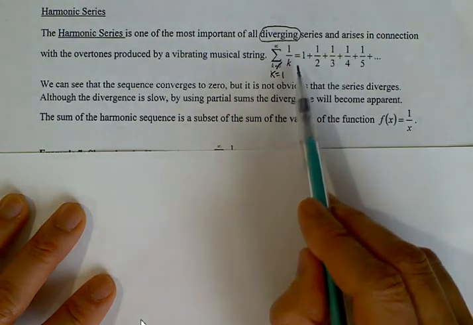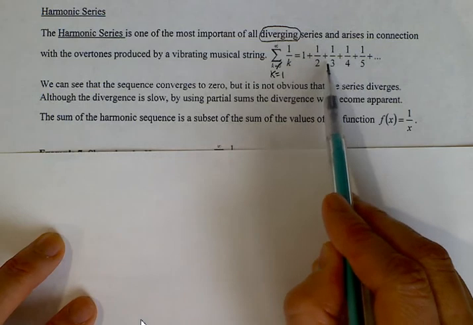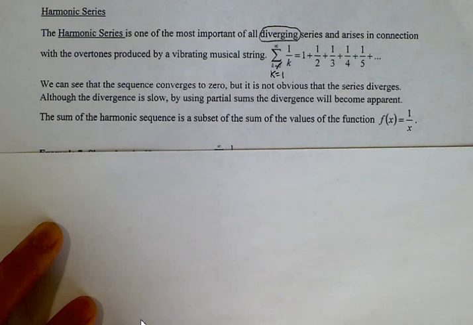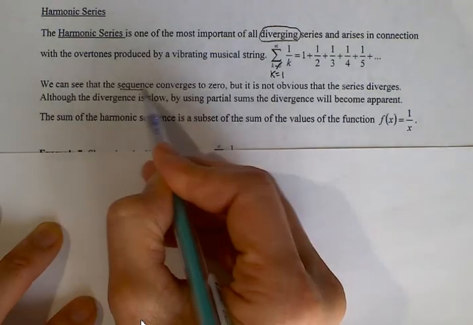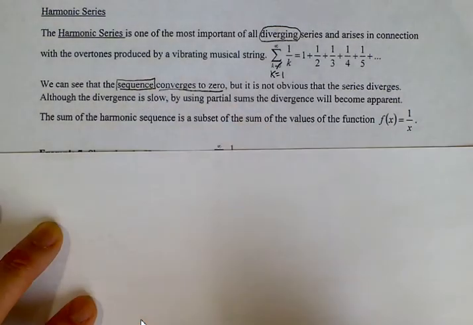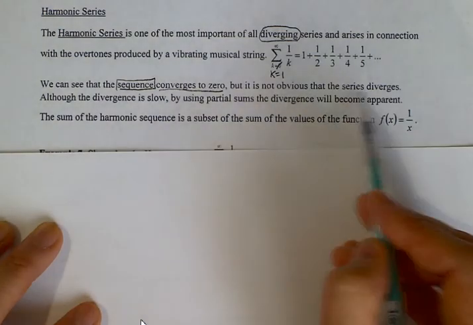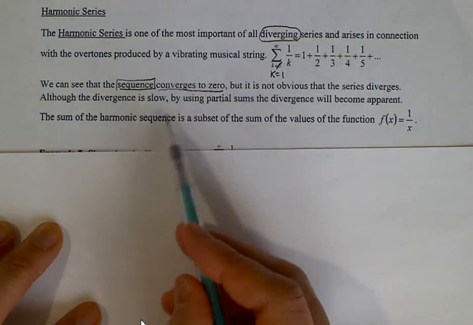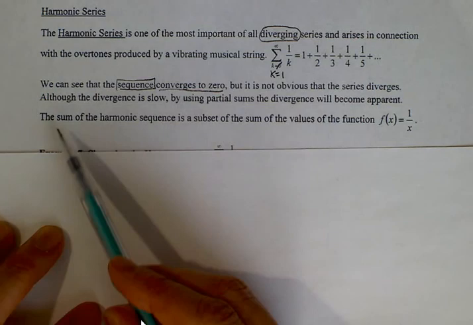Out to infinity. And so you get your first term to be 1, and then the second term is 1/2 plus 1/3 plus 1/4 plus 1/5. So we can see that the sequence converges to 0. Remember, the sequence is different from the series. So even though a sequence converges, it doesn't mean that the series converges, right? But it is not obvious that the series diverges. Although the divergence is slow, by using partial sums, the divergence will become apparent.